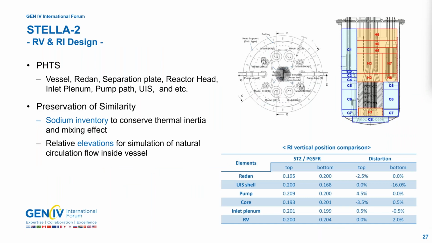Designing the primary side is the most important part. Vessel, redan, separation plate, reactor head, inlet plenum for the core, pump pipe, upper internal structure, and etc. To keep the similarity, the inventory was conserved, and the relative elevation of components was also conserved. And we did the design. Next slide, please.